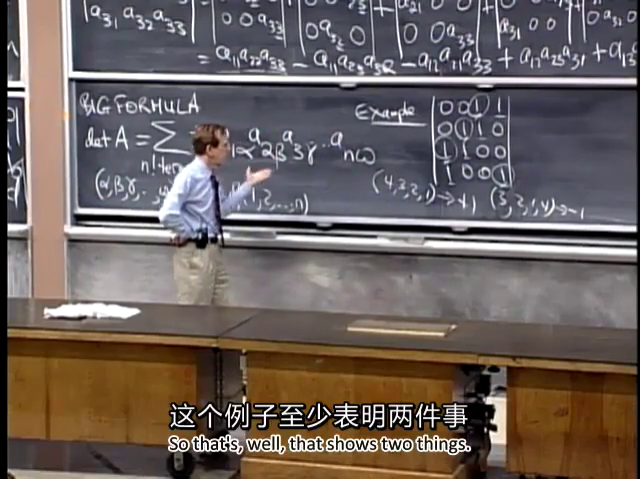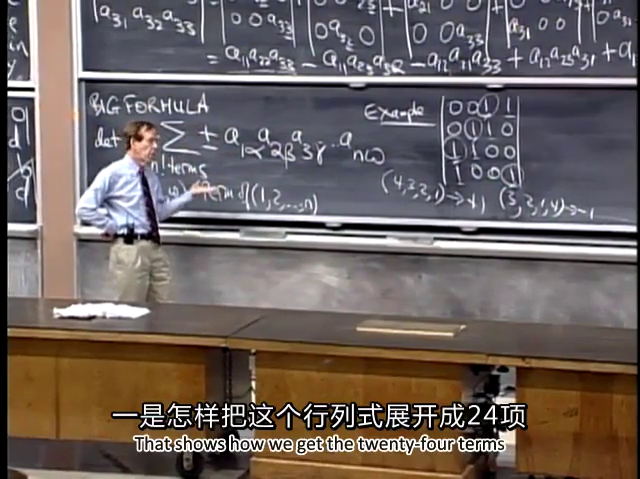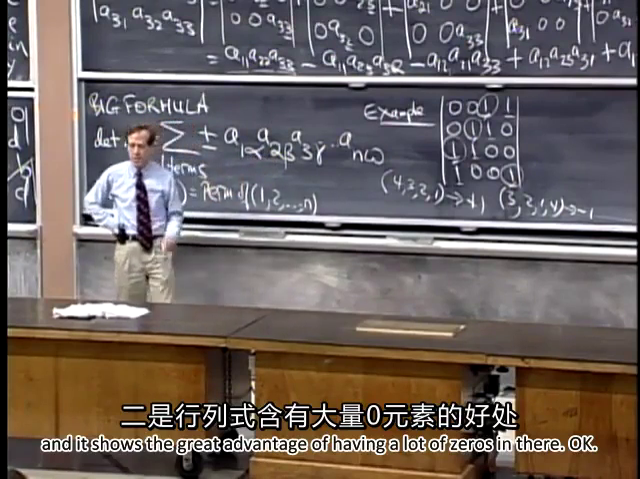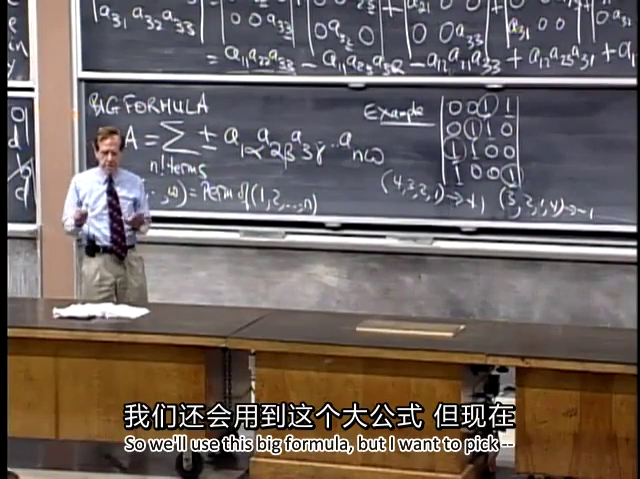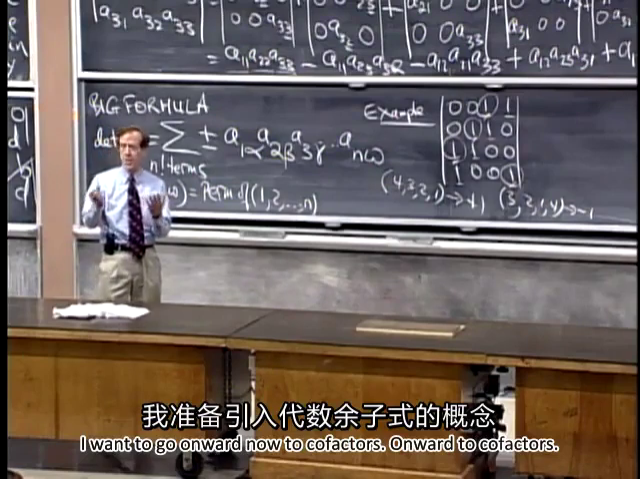So that shows two things. It shows how we get the 24 terms. And it shows the great advantage of having a lot of zeros in there. OK. So we'll use this big formula, but I want to go onward now to cofactors.